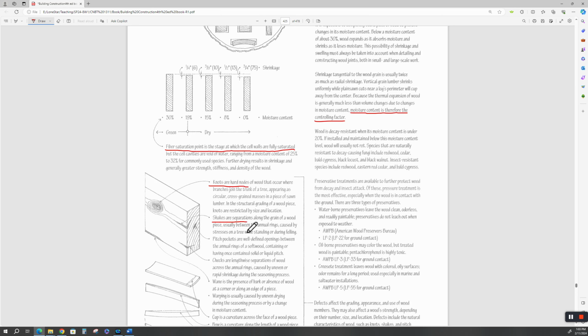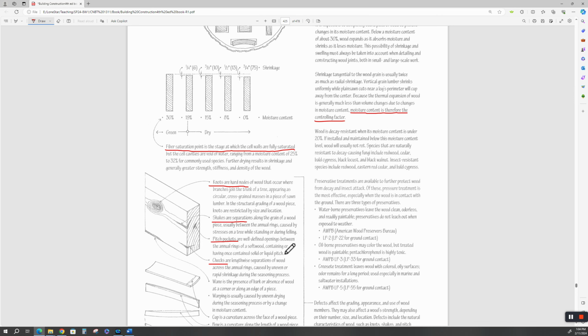Shakes or separations. This is a shake. It's a separation in the end grain, and it's along the grain of the wood. This is cross grain. This is parallel to the grain. This is a check, or checks. Okay, checks. All right, we forgot pitch.